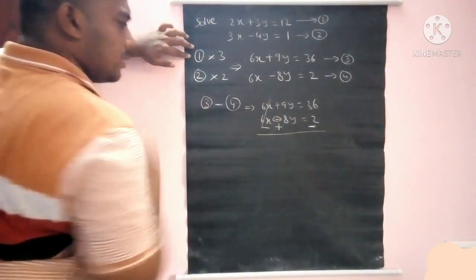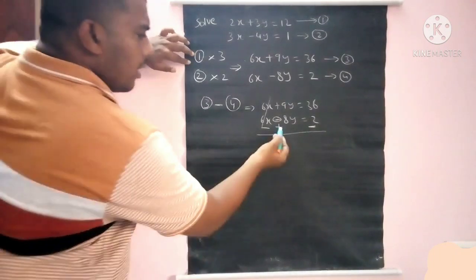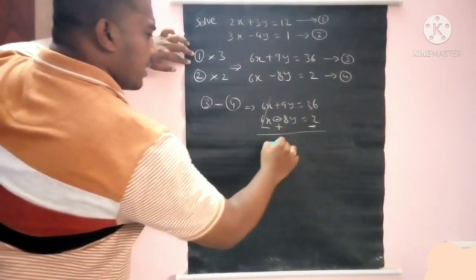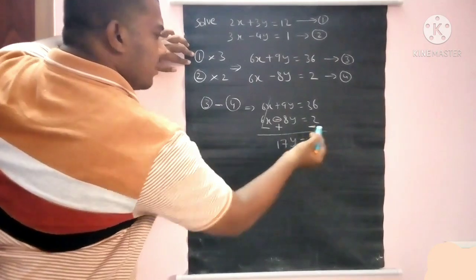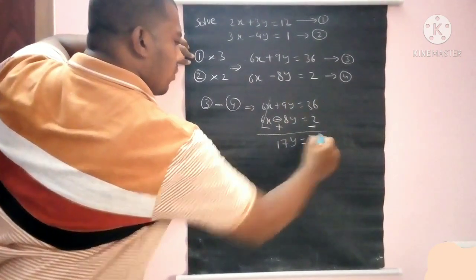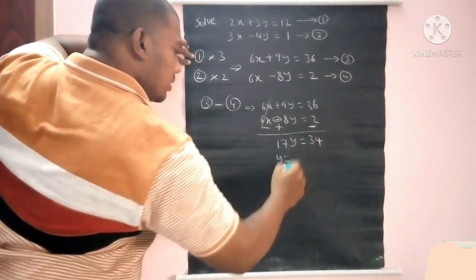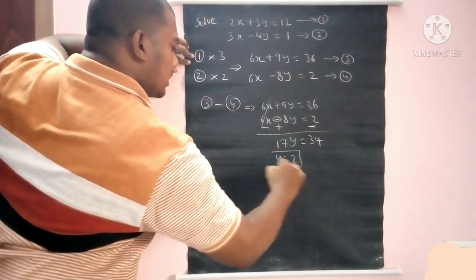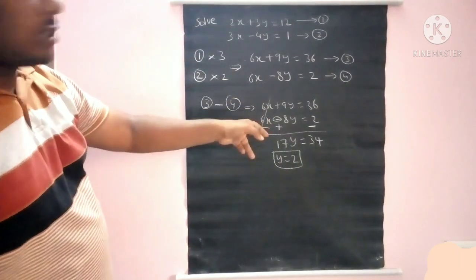Minus 6x plus 6x will eliminate. Plus 8y plus 9y, 17y, minus 2 plus 36. That means 34. So y is equal to 2. 17 2s are 34. So this is the cross step addition.